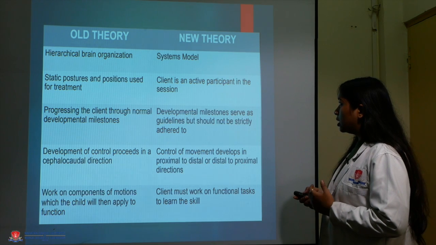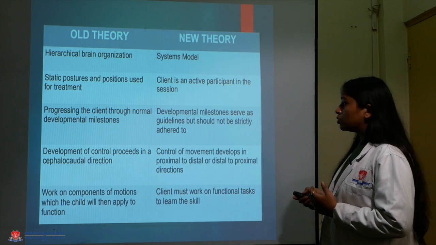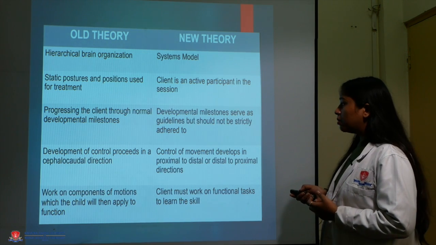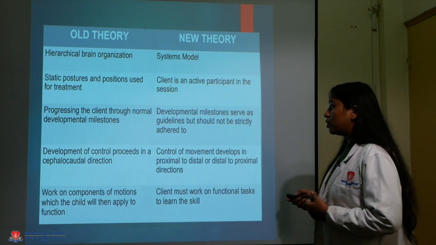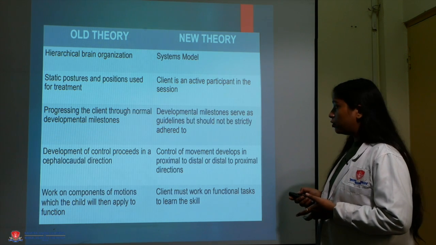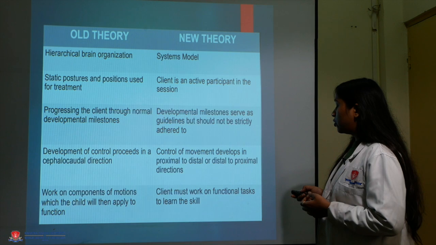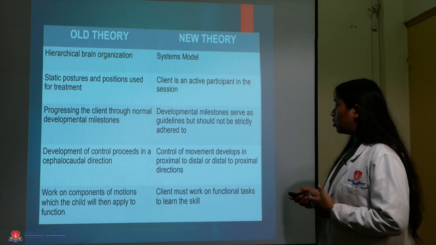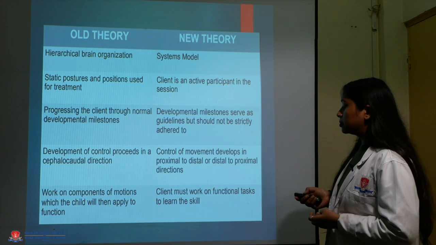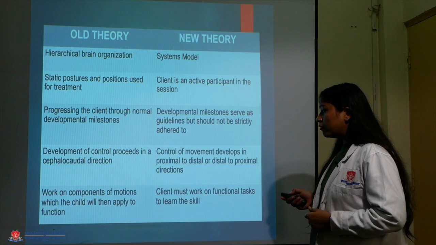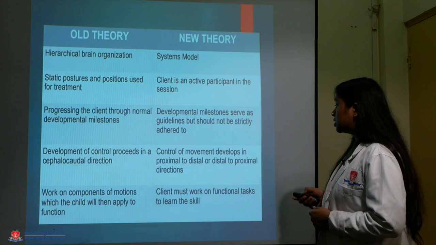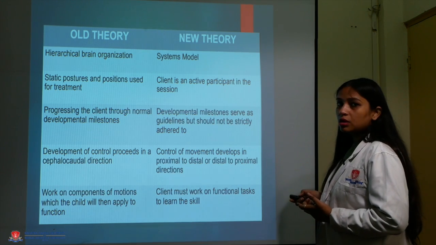So in the new theory we do not strictly give developmental milestones, but we use them as guidelines. For the old theory, development of control proceeds in a cephalocaudal direction, that is, head to foot. For the new theory, control of movement develops proximal to distal or distal to proximal. For the old theory, we work on components of motion which the child will then apply to function. In the new theory, the client must work on a functional task to learn the skill.